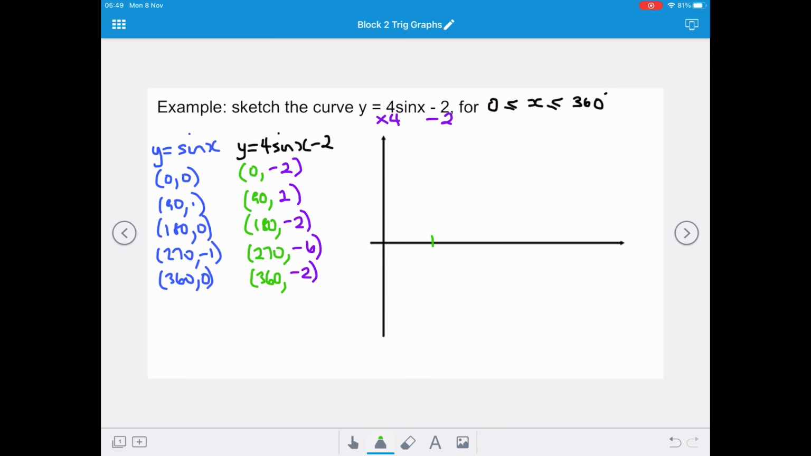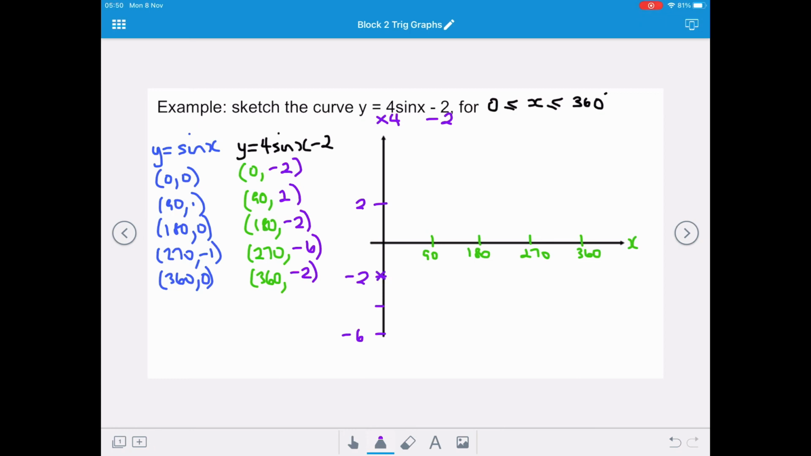So the next thing we're going to do is we're going to split up our x-axis into 90-degree intervals. Remember to use a ruler to make sure they're evenly spaced. We've got 90, 180, 270, and 360. And then we need to label our y-axis. We need y equals 2 for our maximum, we need y equals negative 2 for where our roots are shifting, and we need y equals negative 6 for our minimum.